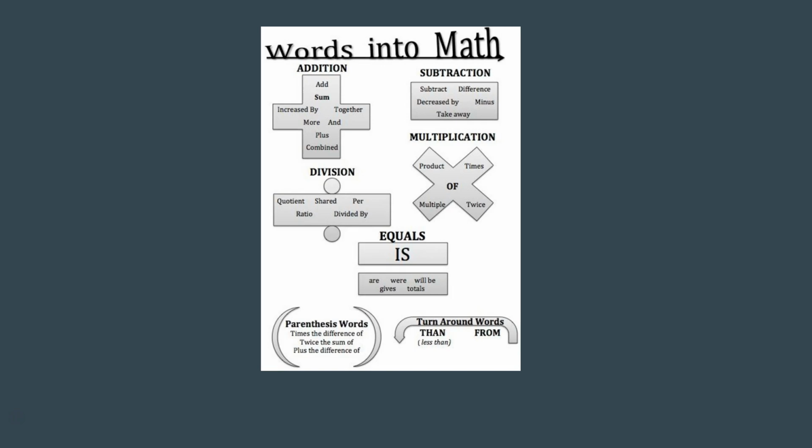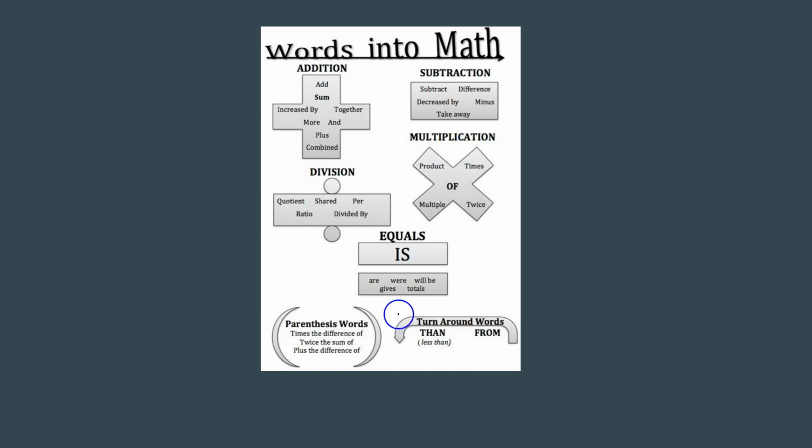So one thing that we want to remember is that there are a lot of ways to say things in math. For example, addition, we can say add, sum, together, more. That all means addition. Just like subtraction, we can say subtract, difference, minus, take away. These are all different ways to say it. We had different ways to say division, multiplication, equals as well, and even parentheses.